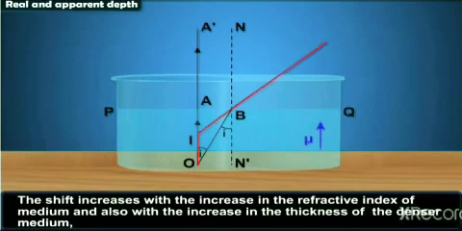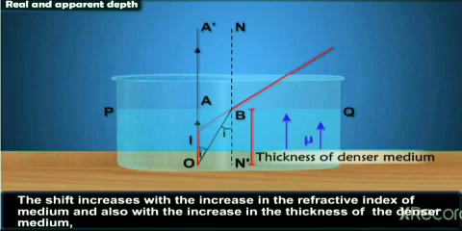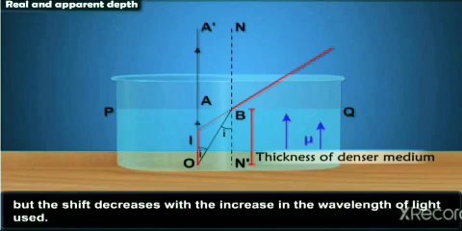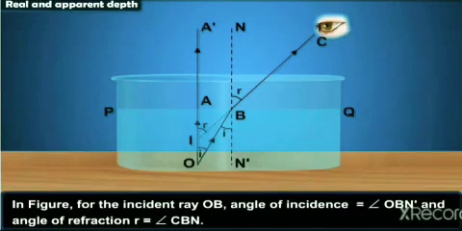The shift increases with the increase in the refractive index of the medium and also with the increase in the thickness of the denser medium. But the shift decreases with the increase in the wavelength of light used. In the figure, for the incident ray OB, the angle of incidence i is equal to angle OBN', and the angle of refraction r is equal to angle CBN.